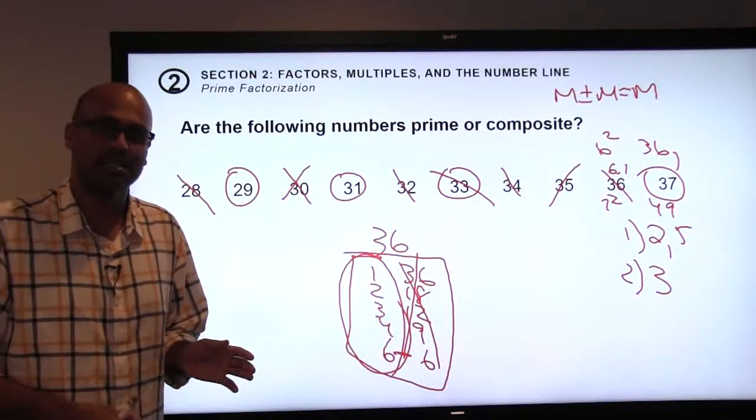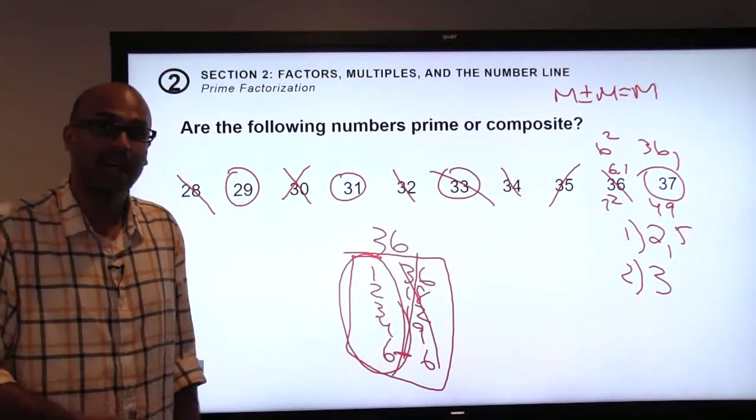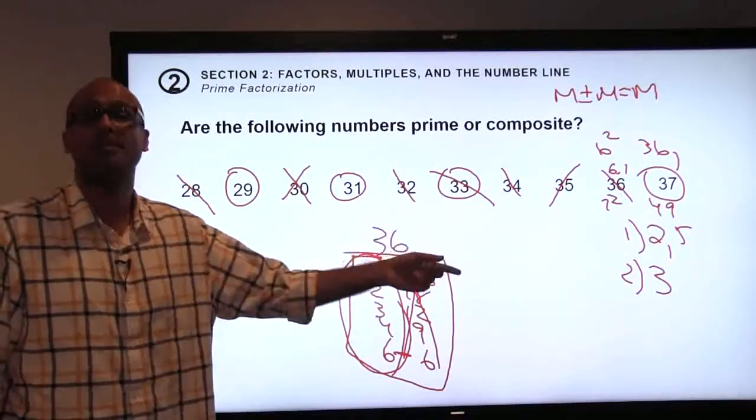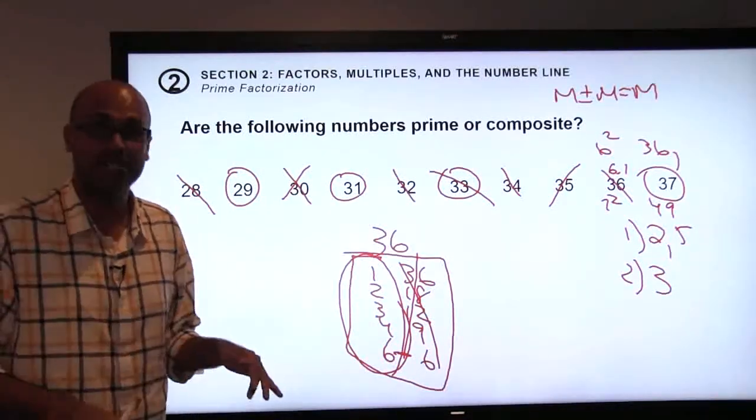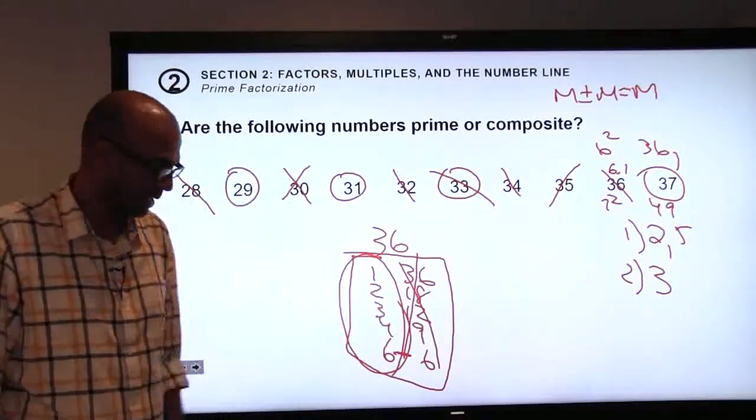Well, shoot, I can't test 6.1. I can only test the integer closest to it. So that'd be 6. And I've already tested all the numbers up to 6 that are prime. So now I'm done with my testing. Apparently there's 1, 2, 3 primes in the mix.